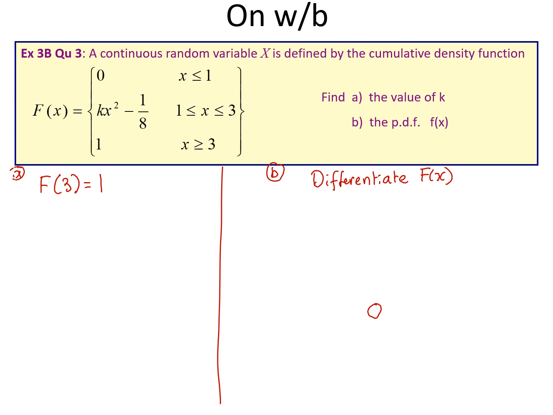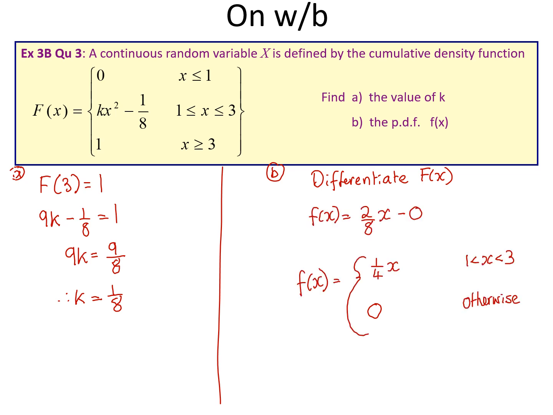Right, we're done. First of all, finding the k. Oh, surprise, it was 1/8 again. And then part b, can you differentiate that? Well, let's see. You're differentiating it and you'll get 2/8 x, take 0, because 1/8 goes to 0, and that leaves you with 1/4.